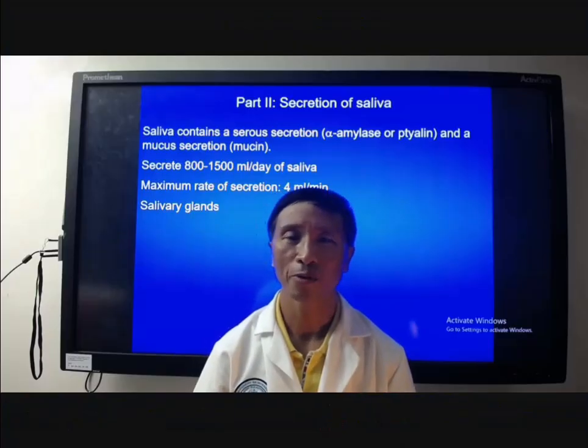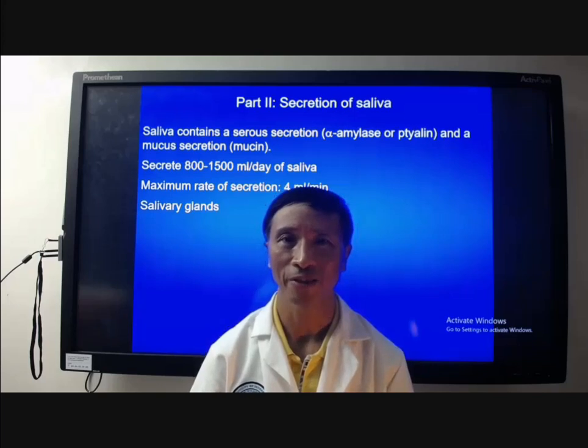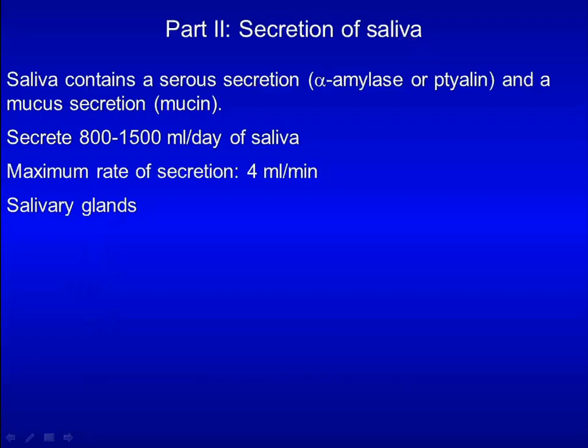Now, let's move to part 2. We will look at secretion of saliva. Saliva contains a serous secretion and a mucus secretion. Serous secretion contains alpha amylase or ptyalin. Mucus secretion contains mucin.